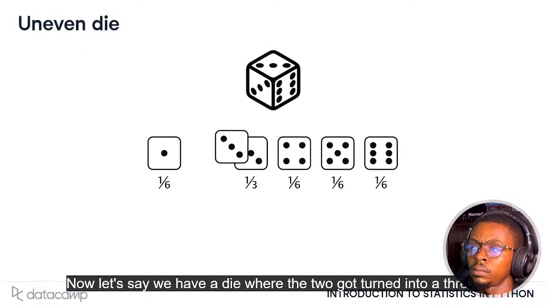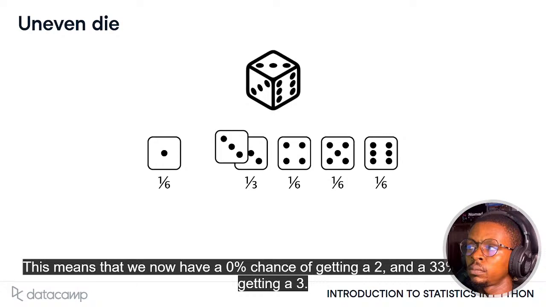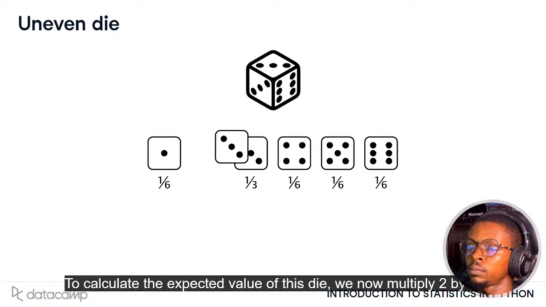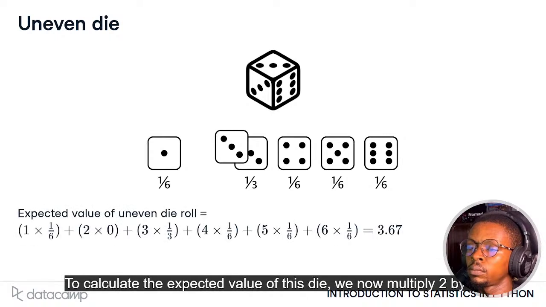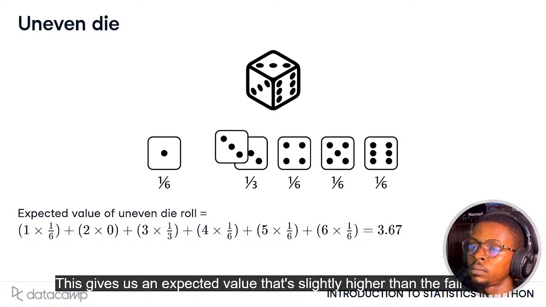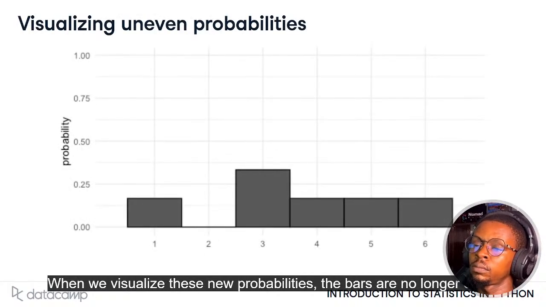Now let's say we have a die where the 2 got turned into a 3. This means that we now have a 0% chance of getting a 2 and a 33% chance of getting a 3. To calculate the expected value of this die, we now multiply 2 by 0, since it's impossible to get a 2, and 3 by its new probability, 1/3. This gives us an expected value that's slightly higher than the fair die.